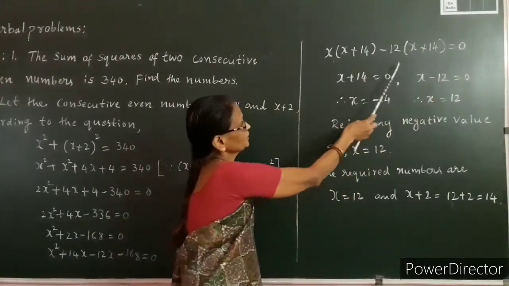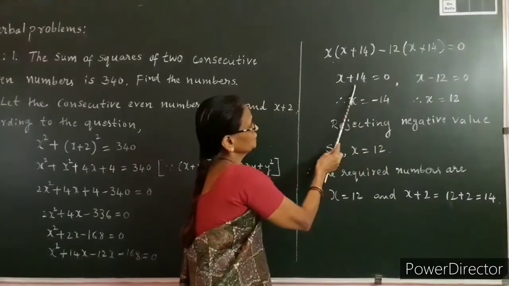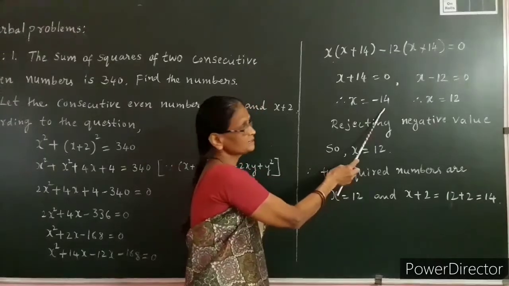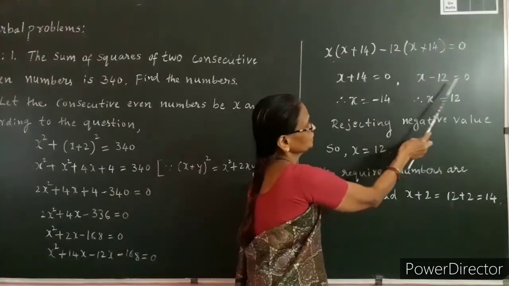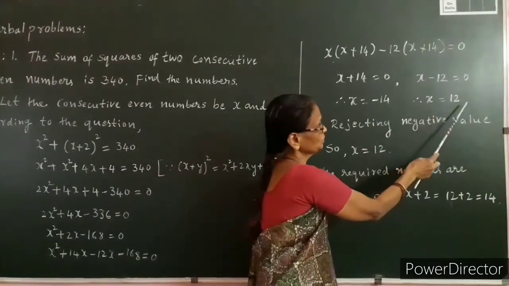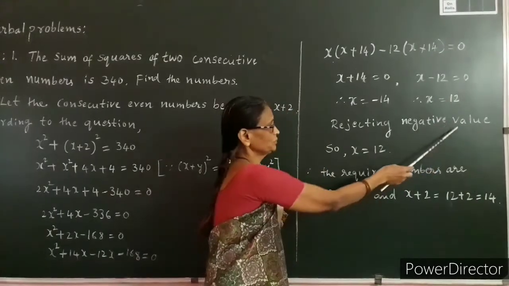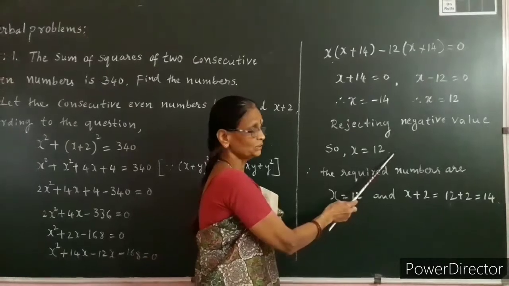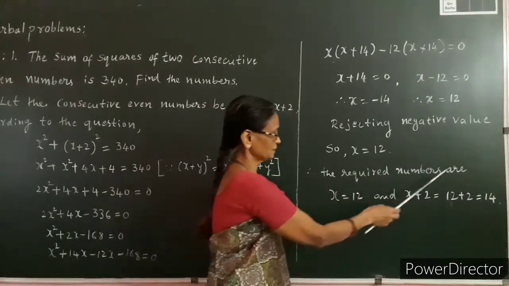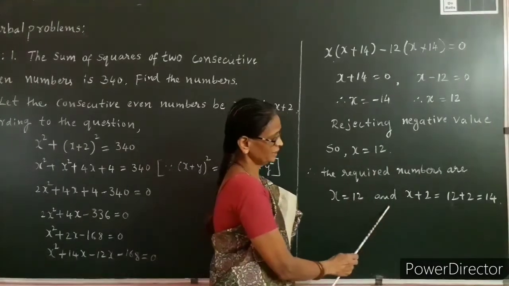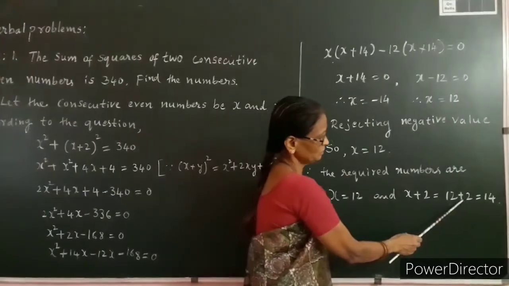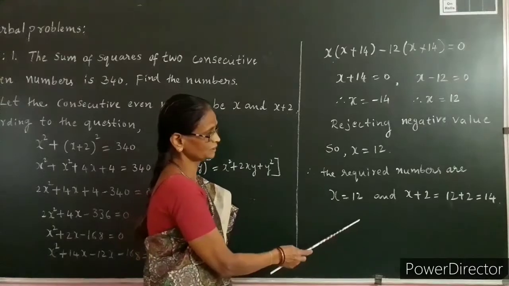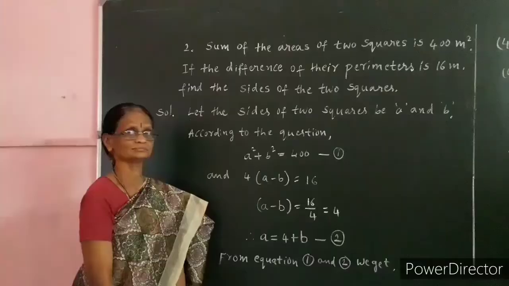Now equate each factor with 0. x plus 14 equal to 0, therefore x equal to minus 14. x minus 12 equal to 0, therefore x equal to 12. Rejecting the negative value, we consider the positive value x equal to 12. Therefore the required numbers are x equal to 12 and x plus 2 equal to 12 plus 2, which is 14. Understood children? The required numbers are 12 and 14.